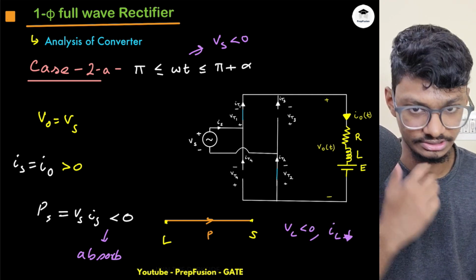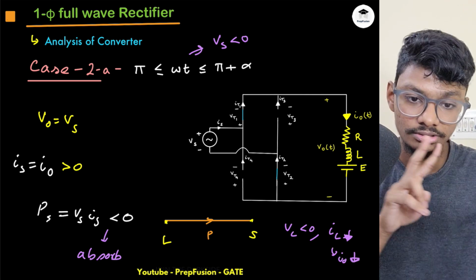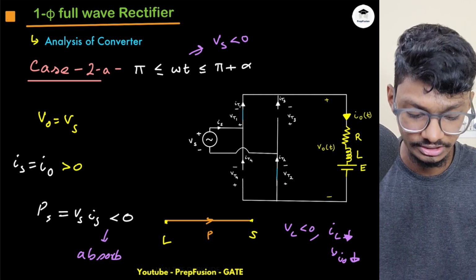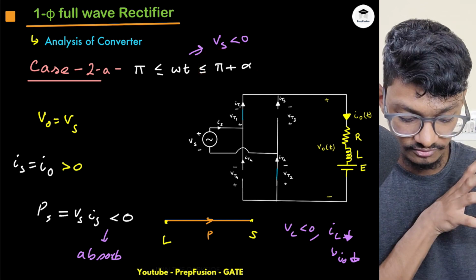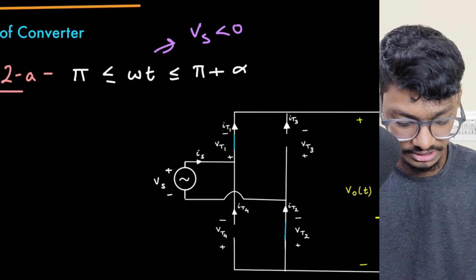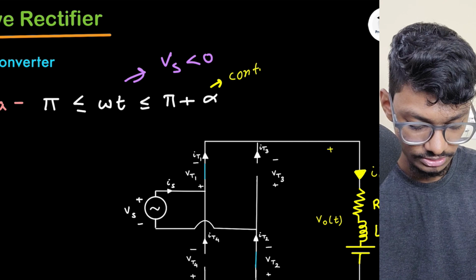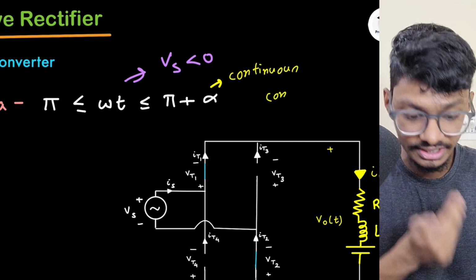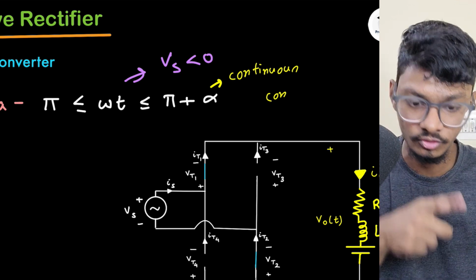Obviously IL is equal to IO, so IO will also reduce. There can be two cases. One case is continuous conduction, where I have already assumed that till the next triggering happens, at pi plus alpha, my IO will not go to 0. That means, when does the next triggering happen? When will my inductor get charged again? When T3 and T4 will be on.